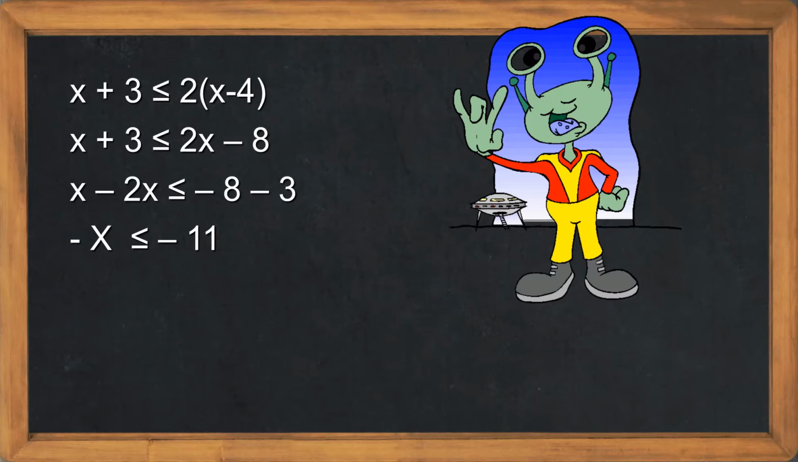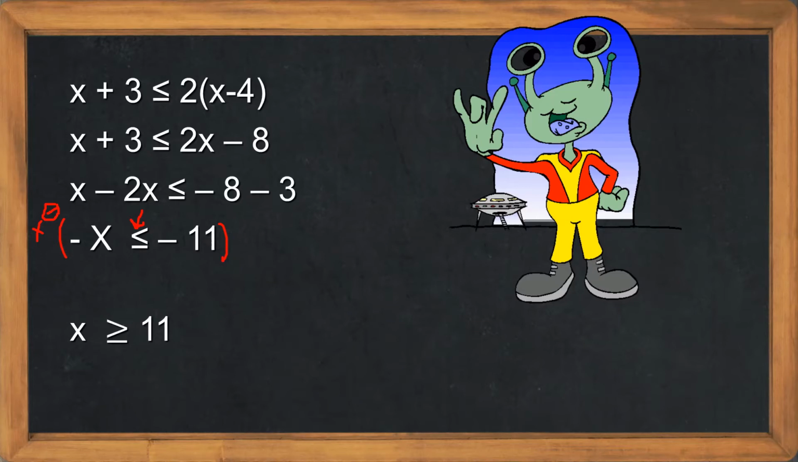In this case, because I have minus x, I need to multiply the whole inequality by minus. So minus x becomes x, and the symbol should be reversed. And minus 11 becomes 11, because minus 11 times minus is 11. So it becomes x greater than or equal to 11. The symbol is reversed. Why? Because we multiplied by a negative number. Please pay attention to this.